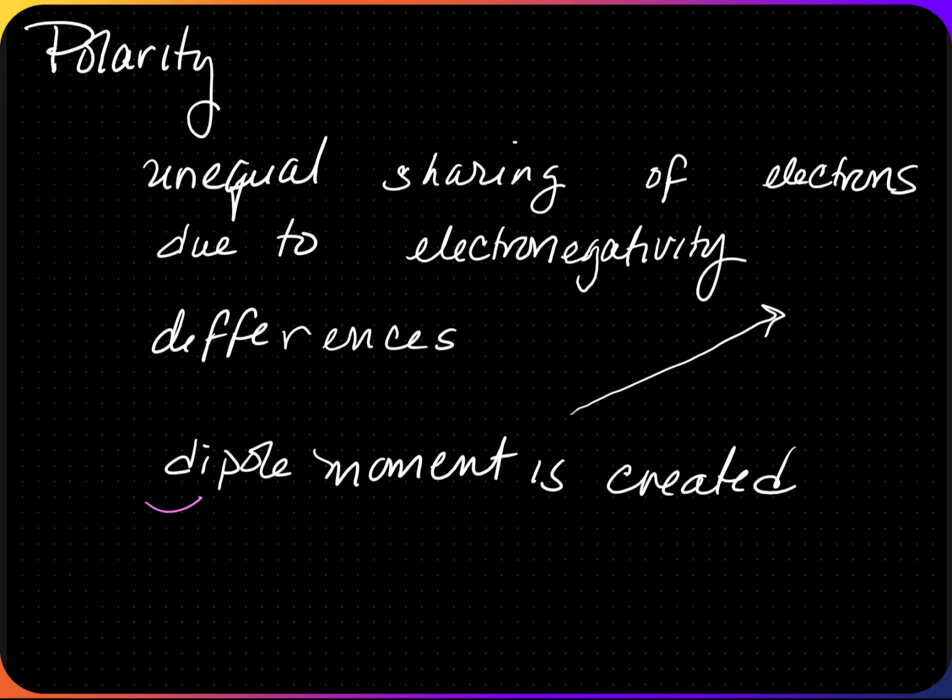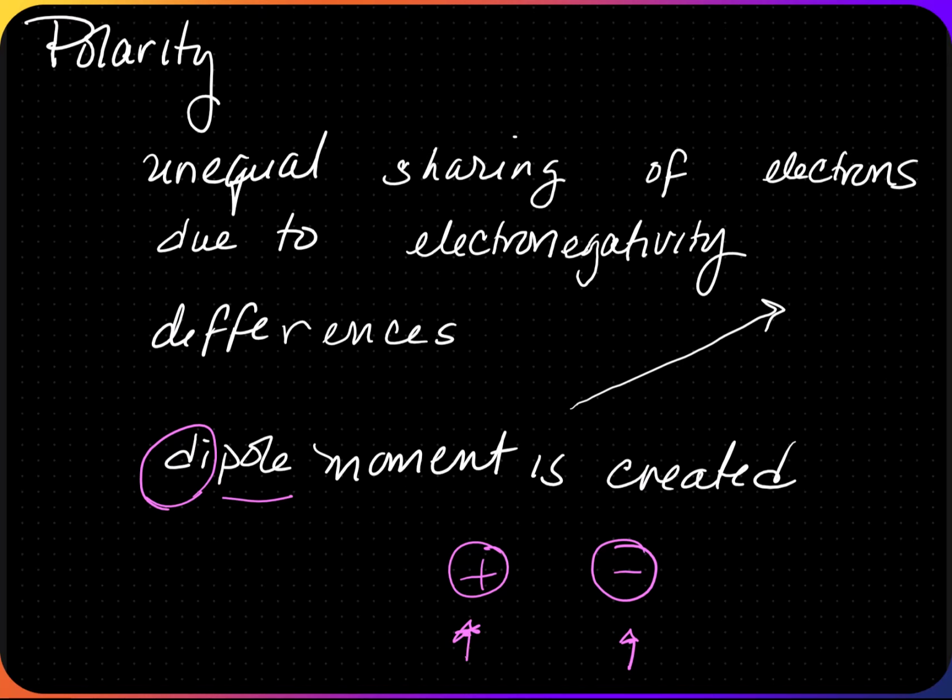A dipole has two poles, in which we have a center that is positive and a center that is negative. The one that is more electronegative will have a negative partial charge. The one that is least electronegative will have a positive partial charge. The symbol for dipole moment is delta negative for the more electronegative, or the center of negative. The least electronegative will be delta positive.